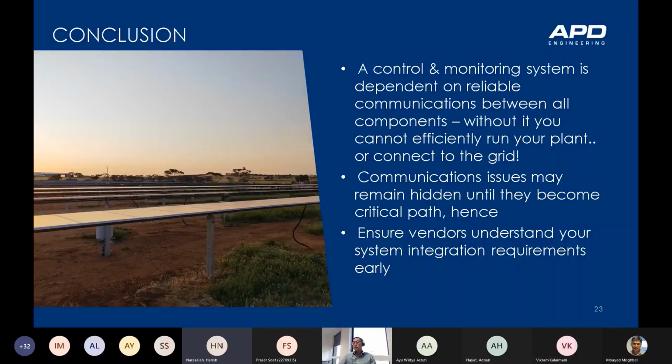Yeah, I see. So now I'm trying to understand how we can prove it in FAT, so that when we come to the site, everything works together.